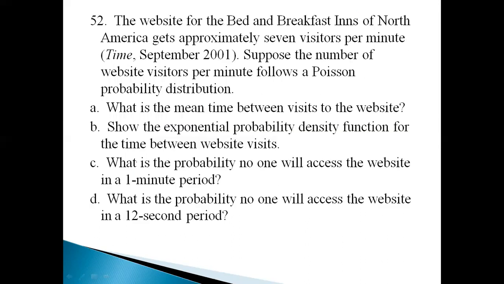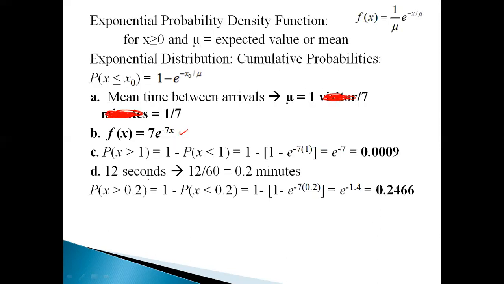Now we want to know what is the probability no one will access the website in a 1 minute period. So we want to know greater than 1. So that's going to be the same as 1 minus the probability it's less than 1. And so we can plug everything in here. So we plug in the 1 up here for x, 1 minus the 1, that's going to be 0. And then we have a negative times a negative is positive, so we just have e to the negative 7, and if we plug that in our calculator, we get 0.0009.